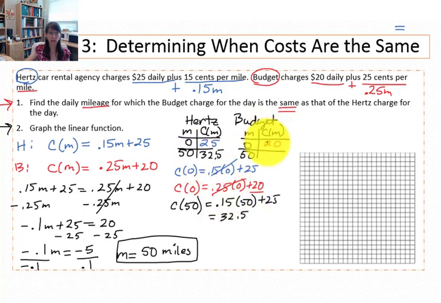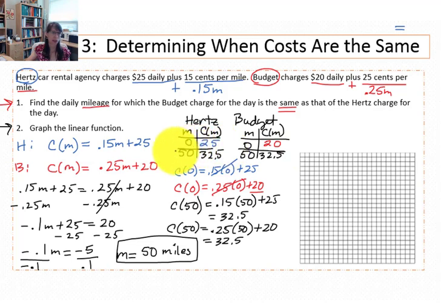Now if I go back to the budget cost function and substitute 50, that would be 0.25 times 50, add 20. So 0.25 times 50 gives us 12.5 added to 20, and we still have 32.5. So algebraically, we just proved that these two functions have the same input and output values. So when we graph these lines, they really should intersect at this common point. So let's set up our graph.